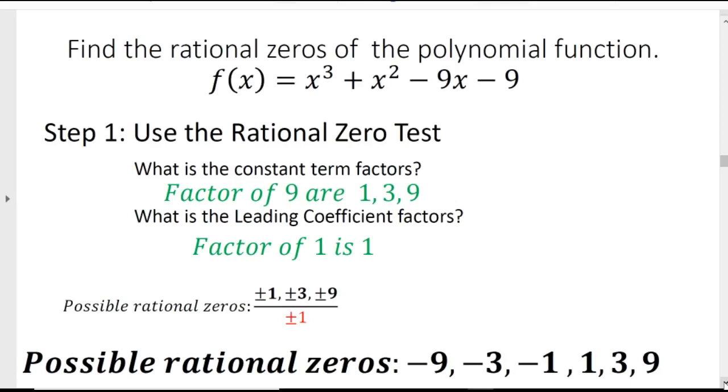Find the rational zeros of the polynomial function. We can use the rational zero test, which tells us to look at the factors of the constant term.